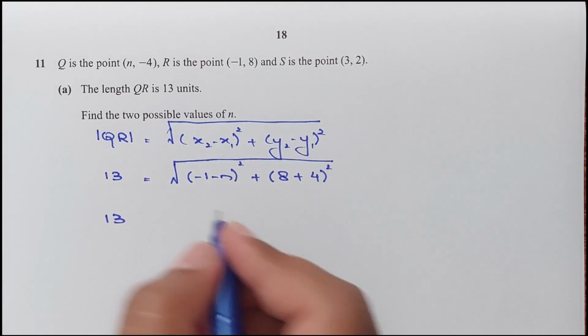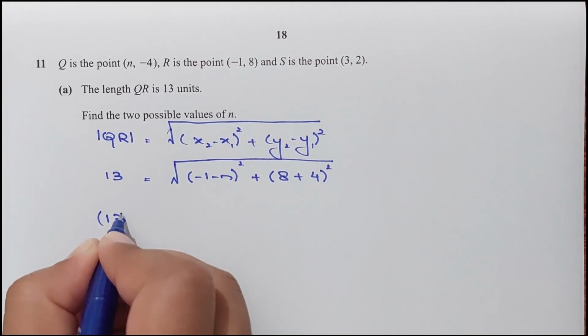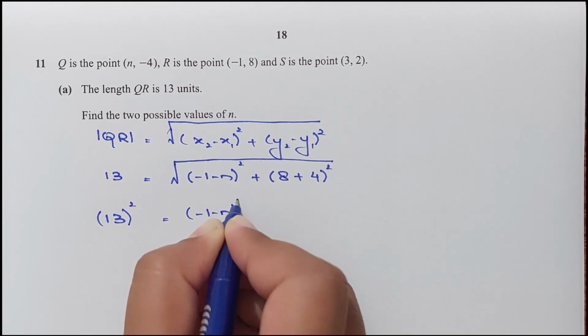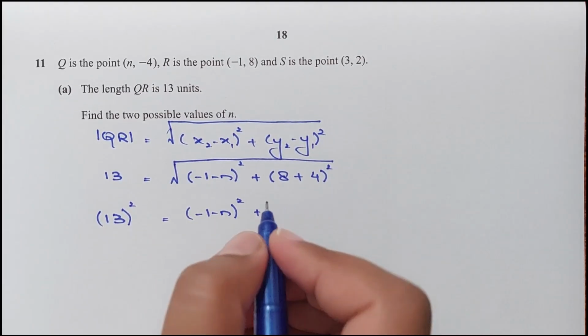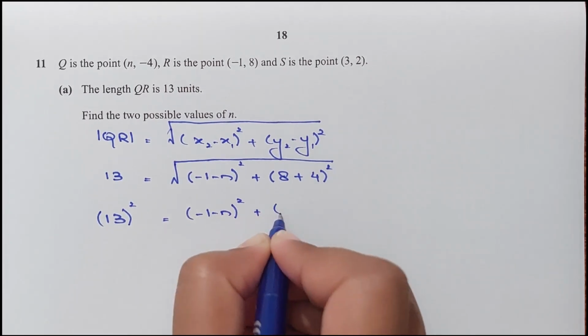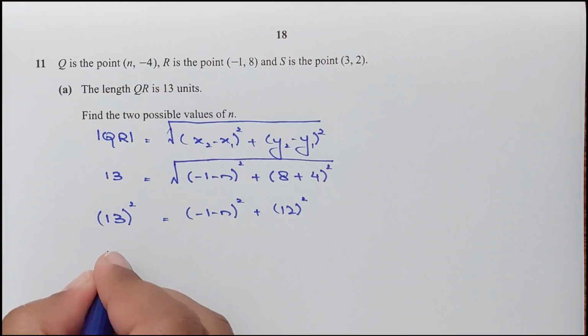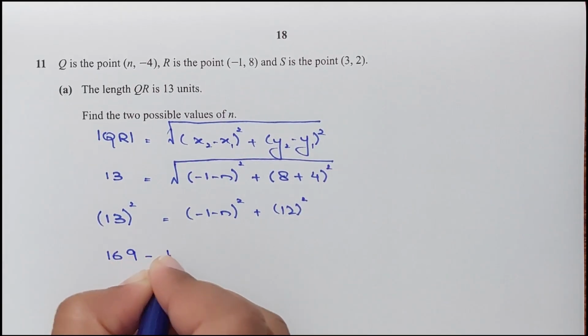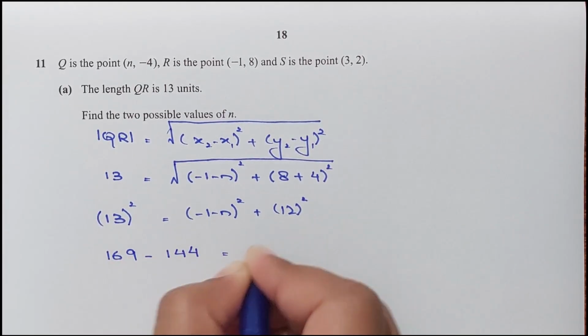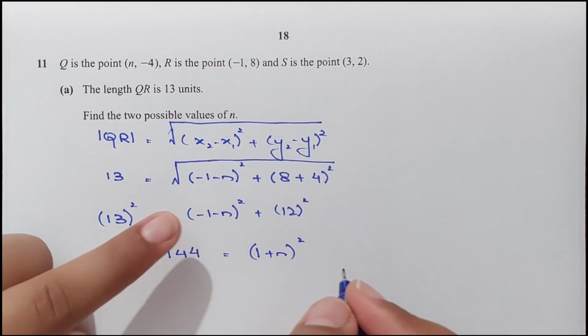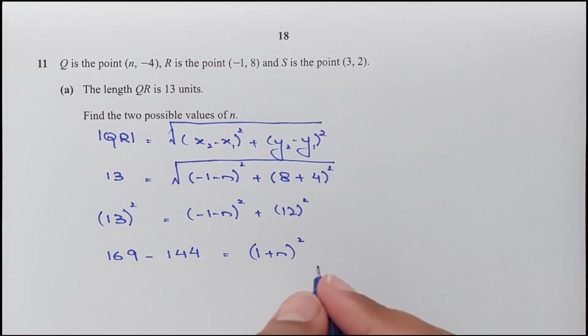To get rid of the square root, we have to square both sides. So 13 squared equals (minus 1 minus n) whole squared plus 12 squared. 13 squared is 169. Subtract 12 squared, which is 144, and this equals (1 plus n) whole squared. How I changed minus 1 and minus n: I took the negative sign common and squared it, which is positive. Let me do this over here.